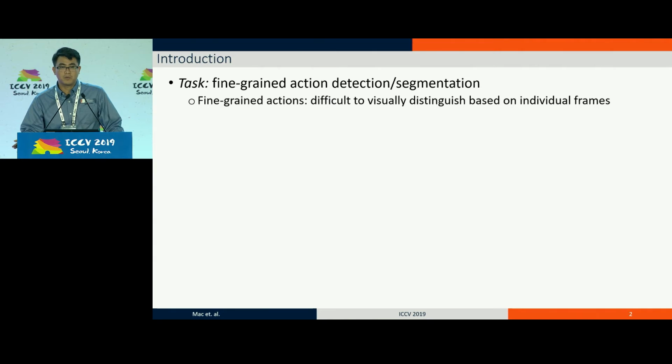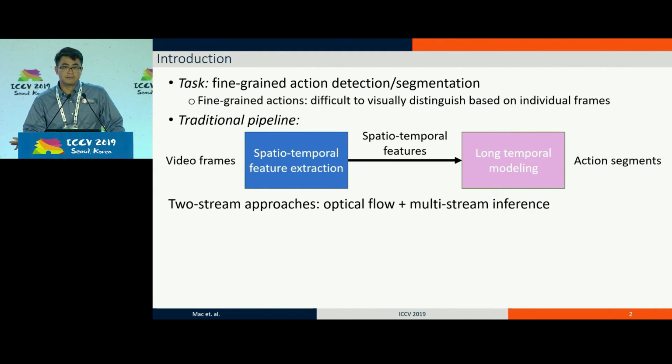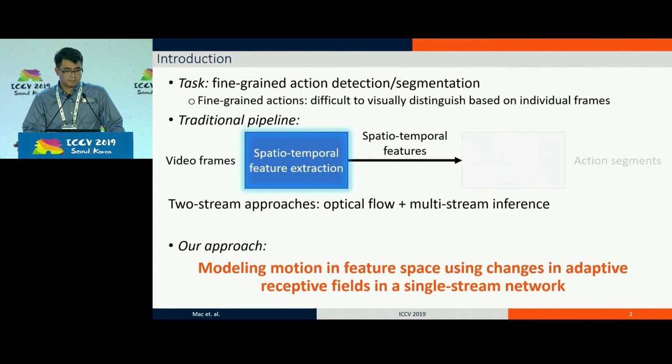In this paper, we want to detect segments of fine-grained actions from a given video. Fine-grained actions are actions that are difficult to visually distinguish based on individual frames. Traditional approaches usually have two steps. The first one is to extract the spatial-temporal features, while the second one is to model the long temporal dependency. Spatial-temporal features usually use optical flow and multi-stream inference, which are usually expensive and noisy. Here we focus on the first step and propose to model the motion in feature space using changes in adaptive receptive fields in a single-stream network.